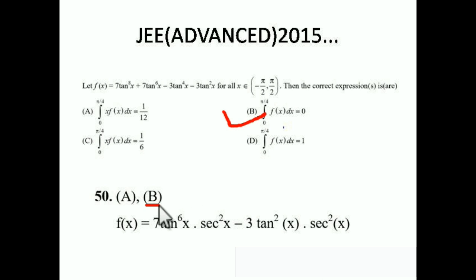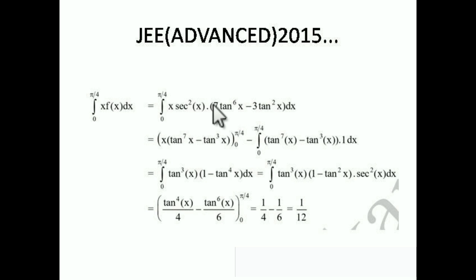Now we have to find out the integration from 0 to pi by 4 of x f of x dx. So for that, multiply our f of x, that is (7 tan⁶x minus 3 tan²x) into sec²x dx, with x. Now this whole sec²x into (7 tan⁶x minus 3 tan²x) as one, that is u, you can say that, and this as v, or here we take the x as u and this as v because it's easy to integrate.